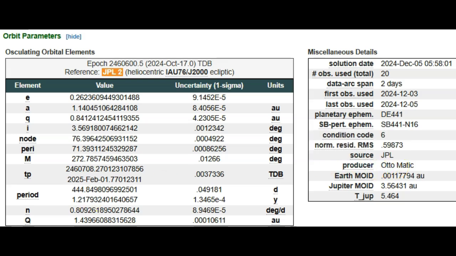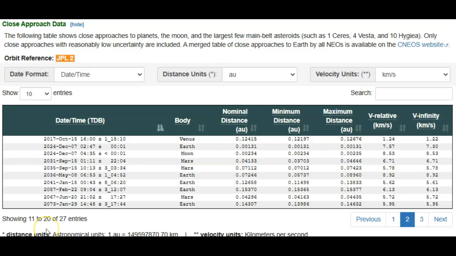And let's see what the close approach data looks like. Now, the first thing I think is amazing is they were able to extrapolate 3 pages of data from just 20 observations. So let's see what we have here.